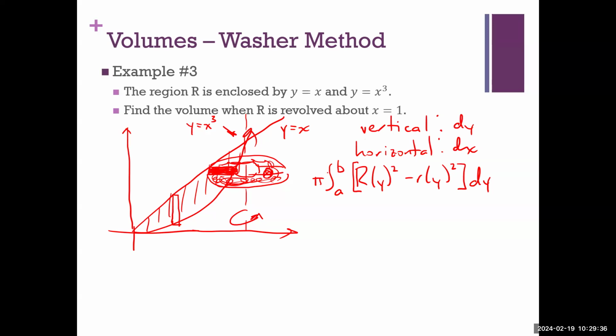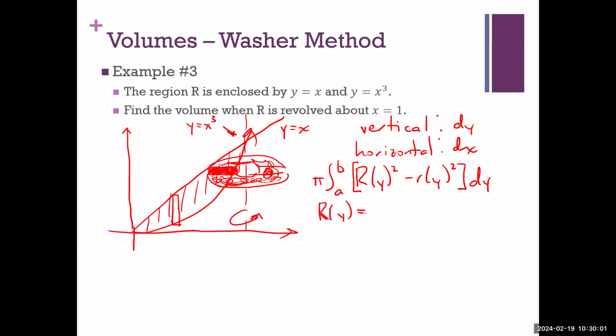So now, let's figure out what those radii are. What is the outer radius in terms of y? First of all, is the outer radius going to come from the straight line, or is it going to come from the curve? It comes from the straight line. The straight line is further away from x equals 1. So what is my outer radius?